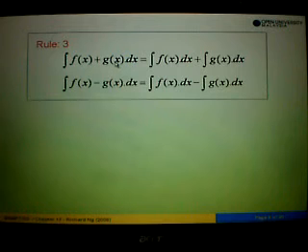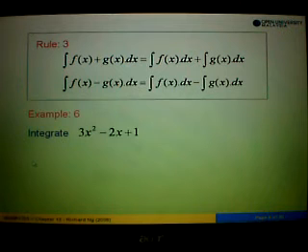Now in rule number 3, we are asked to integrate the function f(x) plus or minus the function g(x). What it means is we can split this into two. That is, we integrate the function f(x), followed by integration of the function g(x). If it is plus, when we split it we also use the same sign, plus. If minus, then we retain the minus. So let's look at example 6.